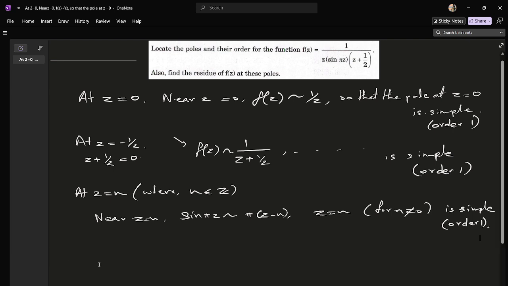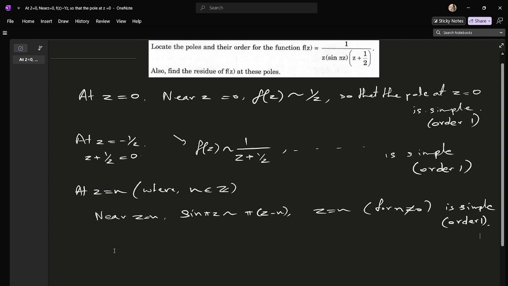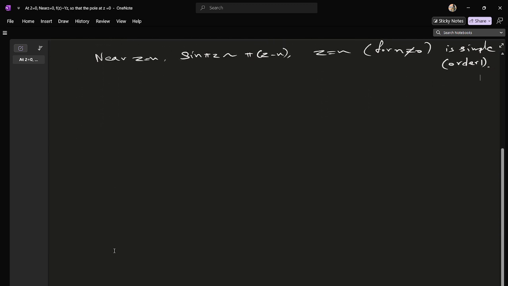The first part of the question is done, that is, to locate the poles and their orders. The poles are 0, minus half, and n, and they are all simple poles, that means they are of order 1. So now we have to find the residue of f(z) at these poles.